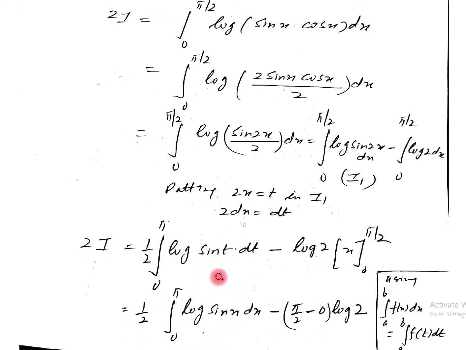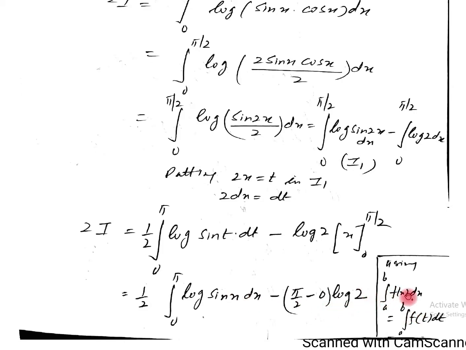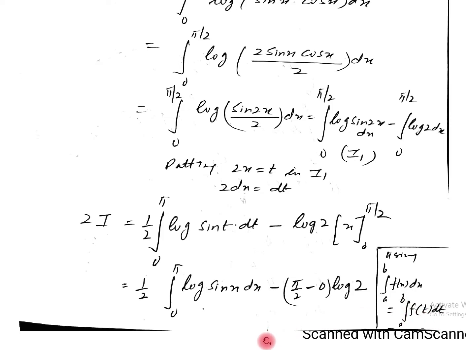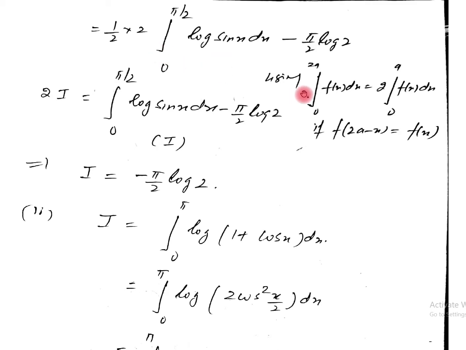Here it becomes 1 by 2 integral 0 to pi of log sin x. I am just using the property that if the variable in a definite integral is changed, then the value of the integral remains the same. Instead of t, I am putting x. So it becomes integral 0 to pi of log sin x dx minus log 2 times (pi by 2 minus 0). I have used this property here: integral a to b of f(x) dx is integral a to b of f(t) dt. Then here again applying the property: integral 0 to 2a of f(x) dx equals 2 times integral 0 to a of f(x) dx if f(2a minus x) equals f(x). I am applying this property here.